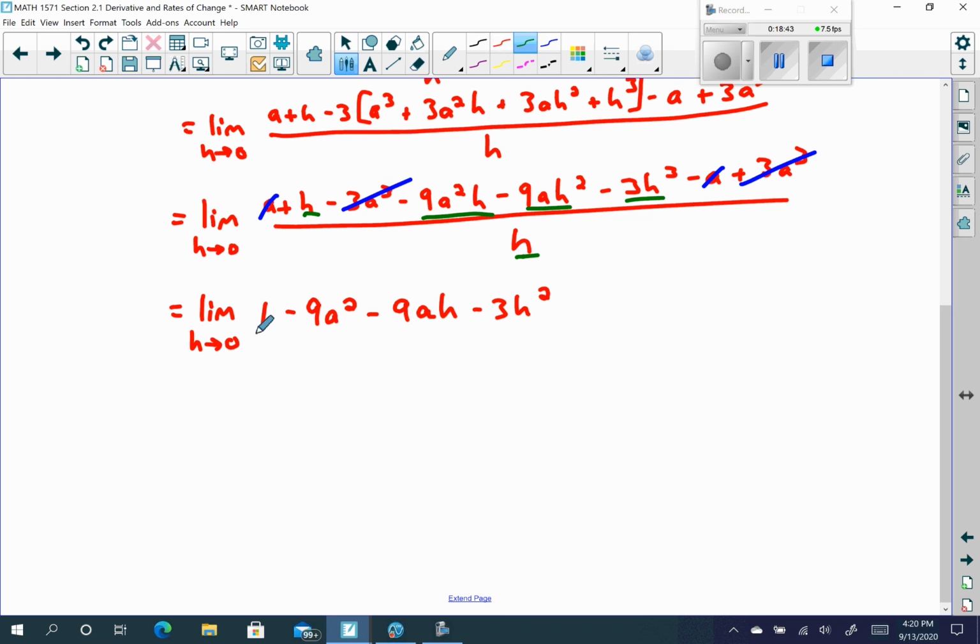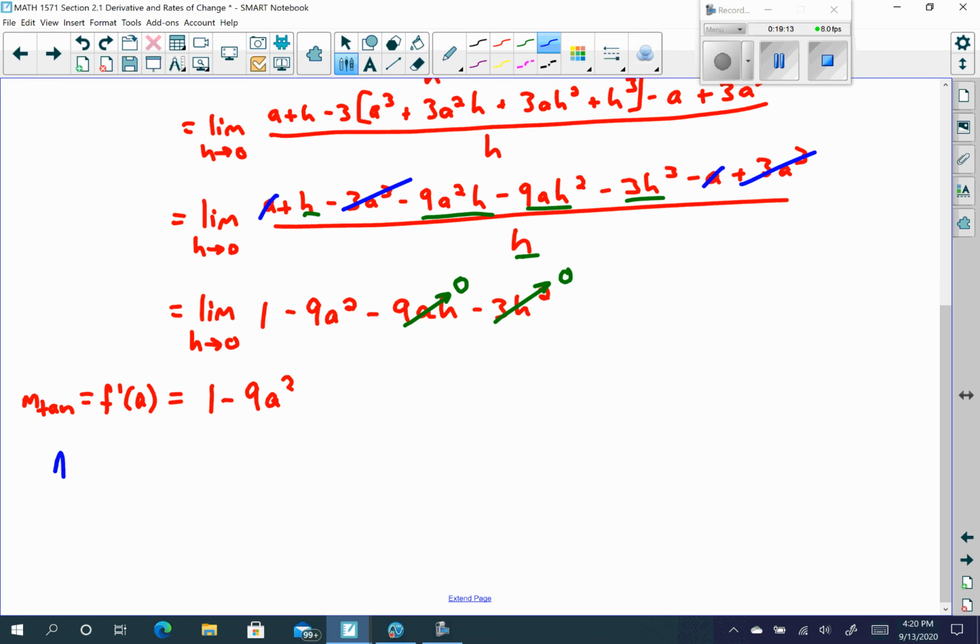Now what's going to happen is h is going to 0. So any term that has an h in it just becomes a 0, because 0 times anything is going to be 0. So this goes away, turns to 0. This goes away, turns to 0. I no longer need the limit notation because I used h going to 0. I get 1 minus 9a squared. So this is f prime of a, or it's also the slope of our tangent line. So we found it at any point a.